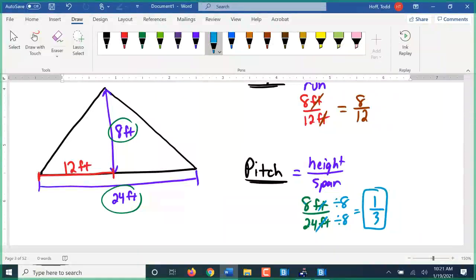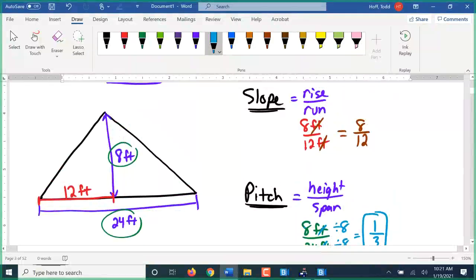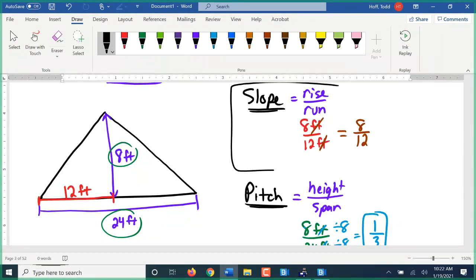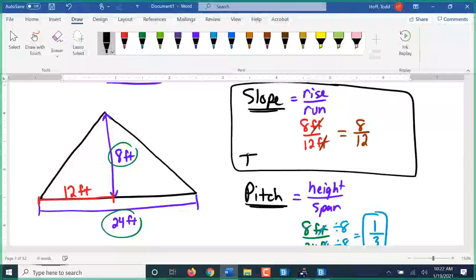So the question is, why is there a difference, and what does it matter? The difference really comes from what type of framing you're using on the roof. Slope is typically used to describe trusses. A truss, of course, is pre-built, built in a factory.